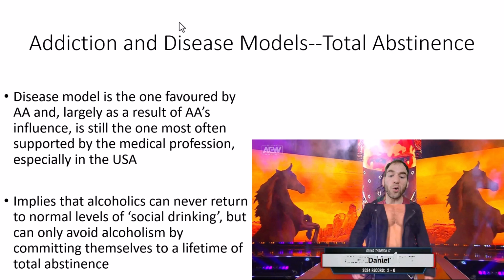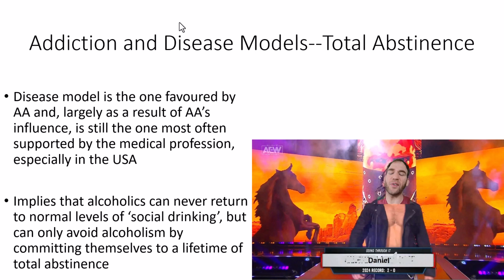The disease model is one favored by AA, and largely as a result of AA's influence, is still the one most often supported by the medical profession, especially in the US. It implies that alcoholics can never return to normal levels of, quote, social drinking, but can only avoid alcoholism by committing themselves to a lifetime of total abstinence.